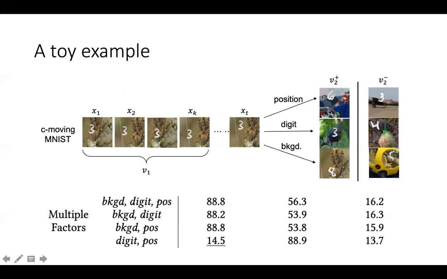Similarly, you can construct v2 plus in ways such that the mutual information between v1 and v2 is only the digit, or the mutual information between v1 and v2 is just the background image, while the digit and digit position are randomly sampled. Okay, so now you have constructed many different views.